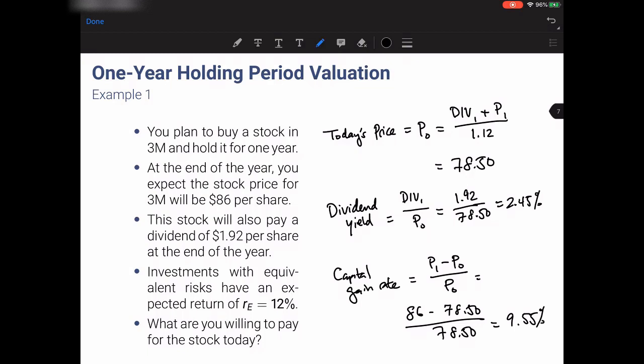That's going to give us 9.55%. Okay? And just to make sure we are on the same page, the capital gain rate does not account for dividends. Okay? Just notice.